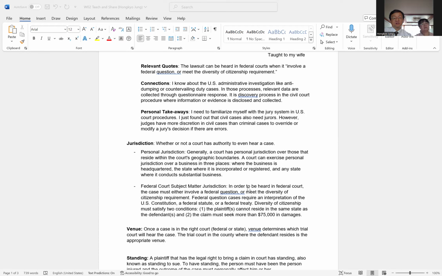The other jurisdiction is federal court subject matter. A case can be heard in federal court when it involves a federal question or meets the diversity of citizenship requirement. Federal question cases require an interpretation of the U.S. Constitution, a federal statute, or a federal treaty.